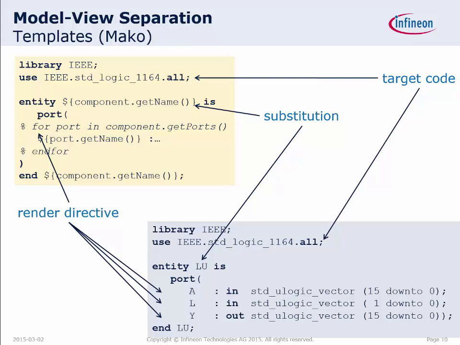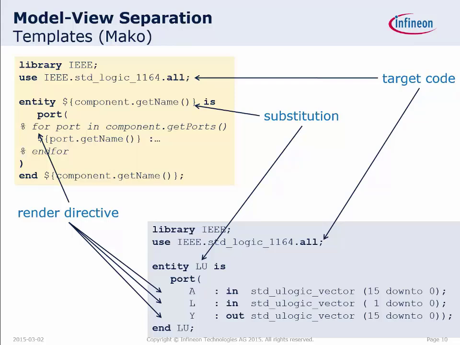Then here the entity is also static code, but here you make a so-called substitution. You access your data model, your API, and depending on the specification data, it will generate the module entity name here. Then you have pragmas, for example, to have a for loop. So here you access your API again. You say for a port in component.get_ports, and then you print your port name, then you have get_port_type and stuff like this.